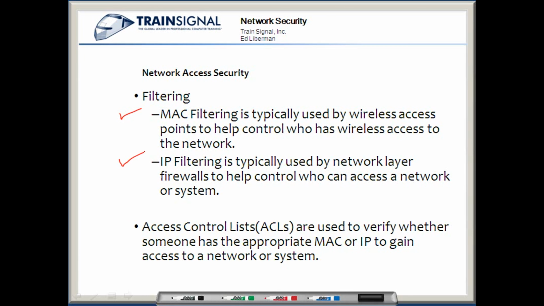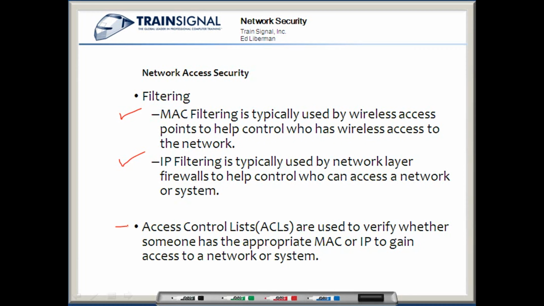And IP filtering is typically used, as I mentioned just a few moments ago, by your network layer firewalls. And this is done to control who, or we could say what, in the case of what computers, can access your network. Or again, possibly a system if it's a host-based firewall. Now, in both cases, the way the process basically works is you have your lists, and those lists are actually referred to as access control lists. And these access control lists are compared against when someone or something wants to come in to the network.